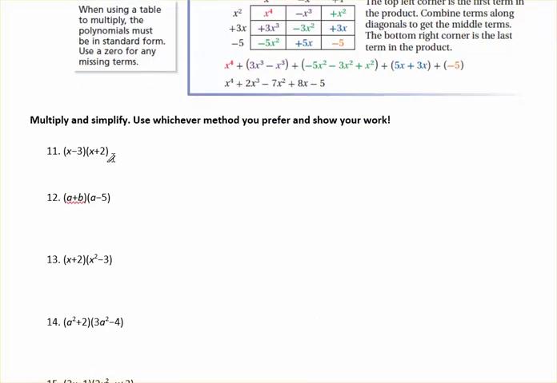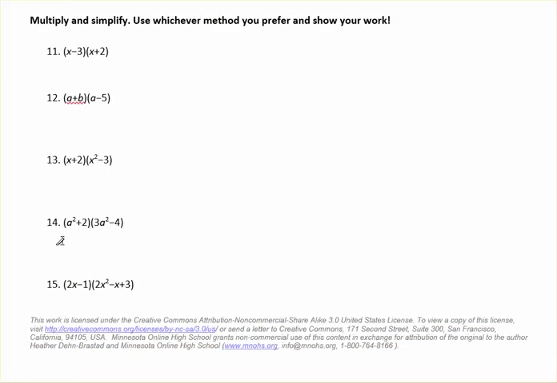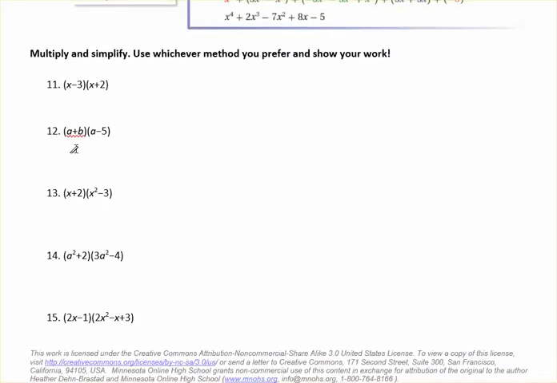So the first 1, 2, 3, 4, in number 11 through 14 are all binomials times binomials, which means that we can use FOIL to multiply these. So we learned about this earlier this quarter when I think it was week 10.